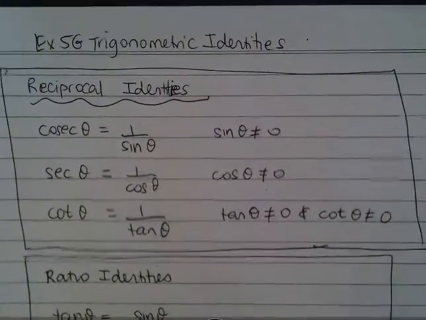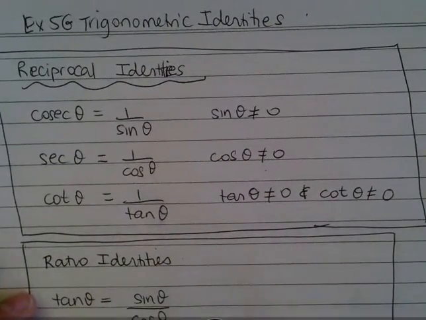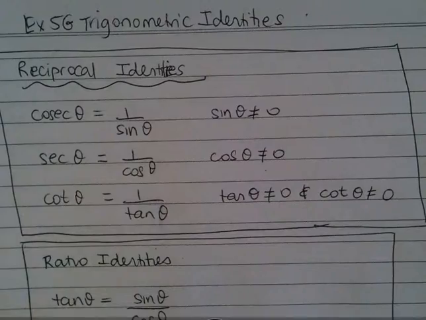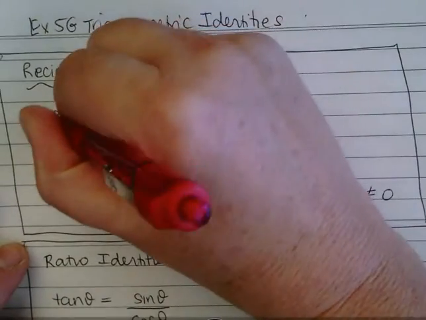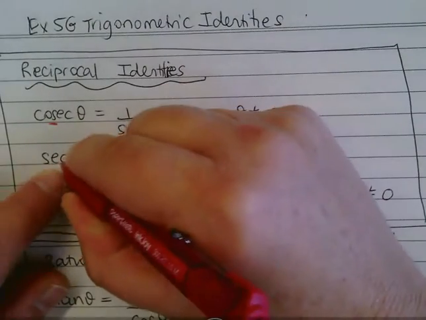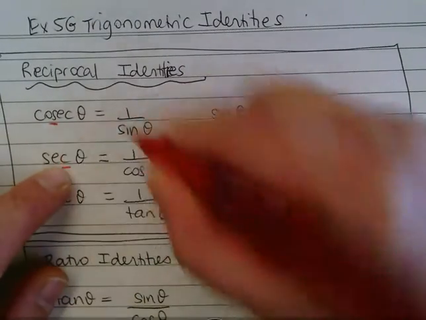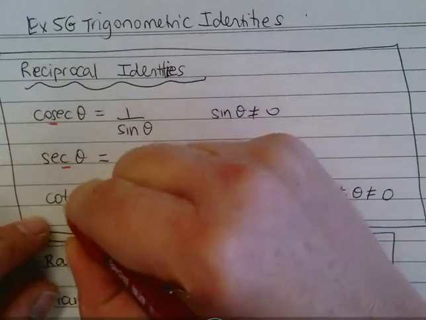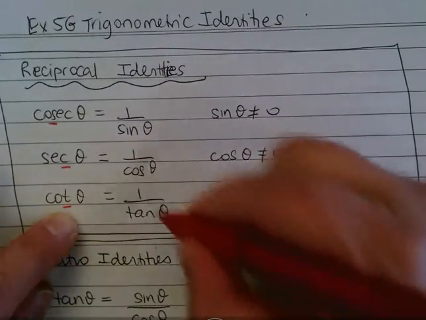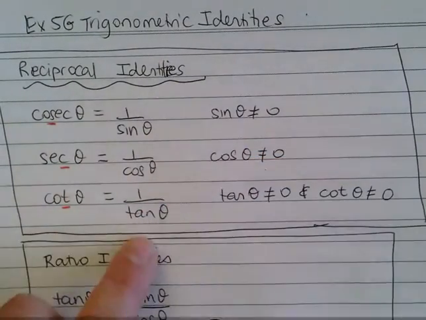Okay, this is exercise 5G, trig identities. We already know the reciprocal identities. We've looked at those in detail before: cosec theta is 1 on sine theta, again looking at the third letter. Sec theta's third letter is C, so it's the reciprocal of cos. Cot's third letter is T, so it's 1 over tan theta.